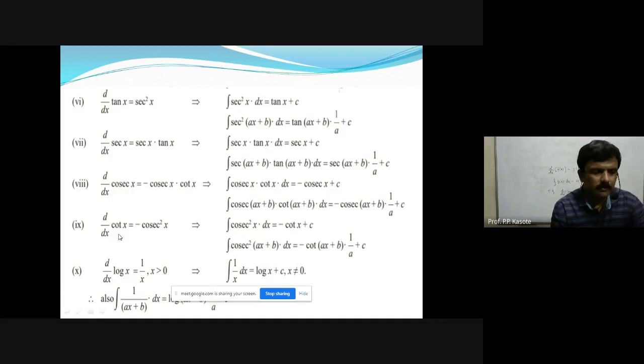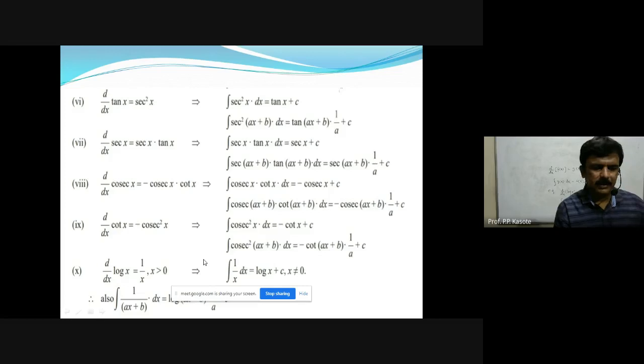Okay. Now, the derivative of cot x is minus cosec square x. Then what is the integral of cosec square x? It is minus cot x plus c. In general also, they have given that the integral of cosec square of (x + b) dx is minus cot of (x + b) into 1 upon a plus c.